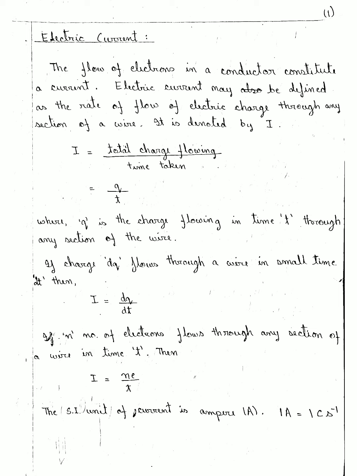So here we have two formulas for electric current. One is I is equal to Q by T. You can use this for direct current. And another one is I is equal to dq/dt. You can use this formula to calculate alternating current.